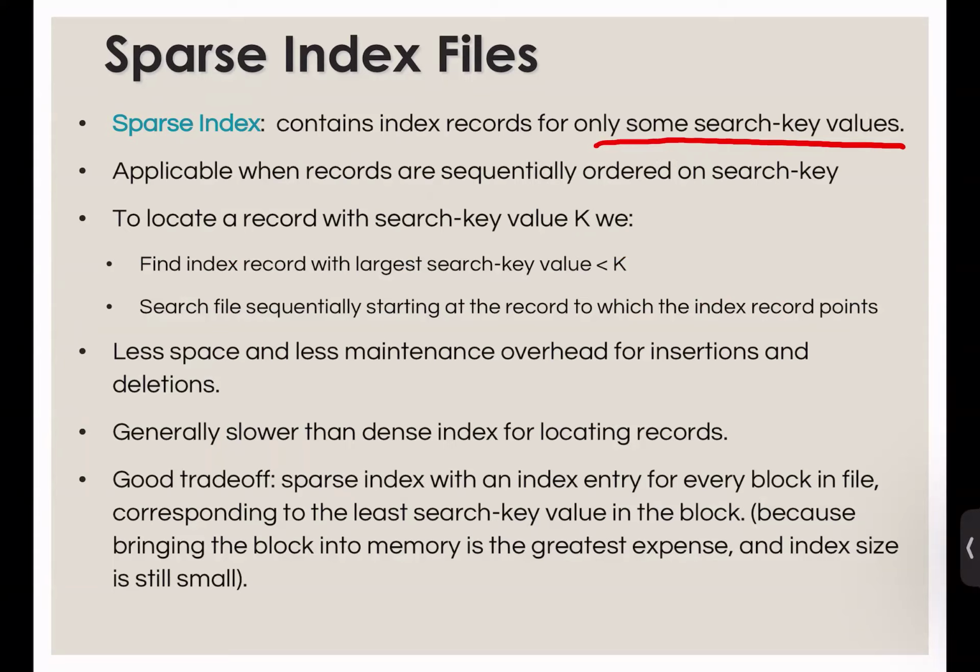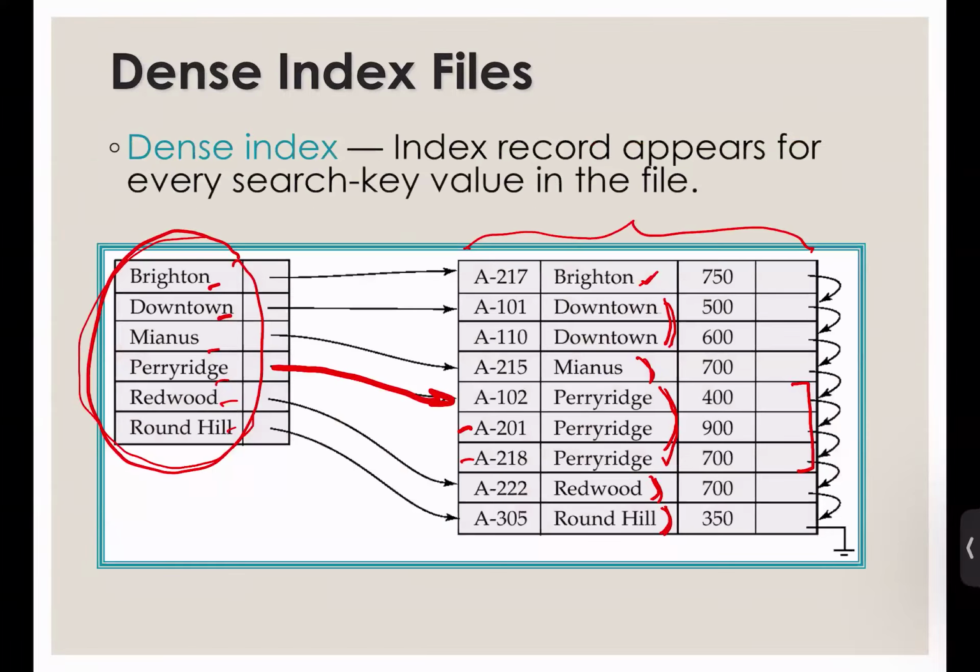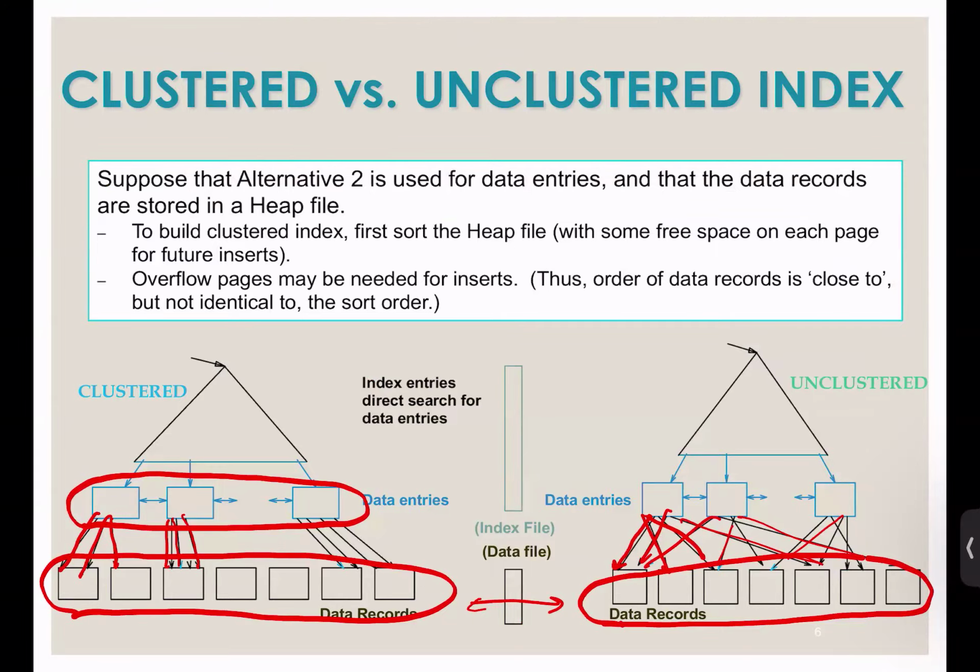Secondary index is usually unclustered. In the unclustered case, yes, these are things that you create by yourself. So you look at your data records and then you decide which attributes you want to make the search key on, and then you create those.